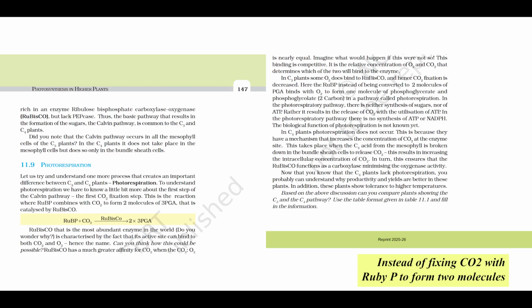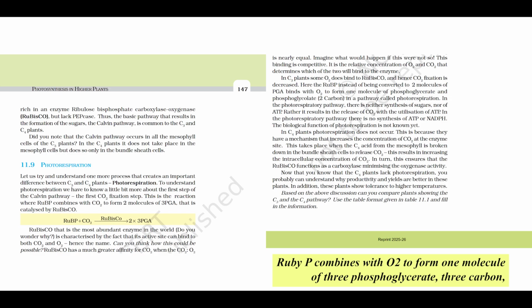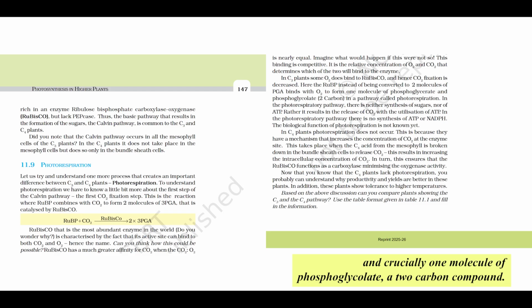Instead of fixing CO2 with RuBP to form 2 molecules of 3-PGA, the start of the productive Calvin cycle, RuBP combines with O2 to form 1 molecule of 3-phosphoglycerate, 3-carbon, and crucially 1 molecule of phosphoglycolate, a 2-carbon compound. This 2-carbon phosphoglycolate cannot directly enter the Calvin cycle. It has to be salvaged or metabolized through a complex pathway called photorespiration. This pathway involves reactions in the chloroplast, peroxisome, and mitochondria.